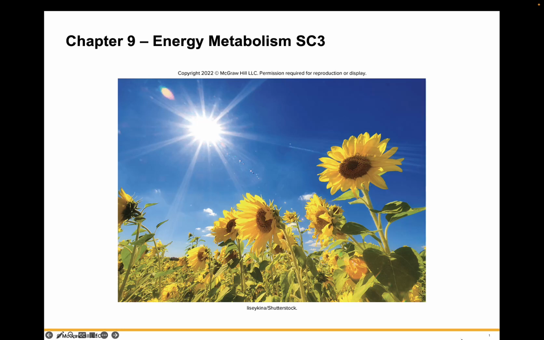Chapter 9, Energy Metabolism, Screencast 3. In the previous screencast, we basically introduced the oxidation of glucose and the generation of ATP. We introduced all of the pathways that are necessary. We're now going to move on to how the body actually gets energy from lipid.